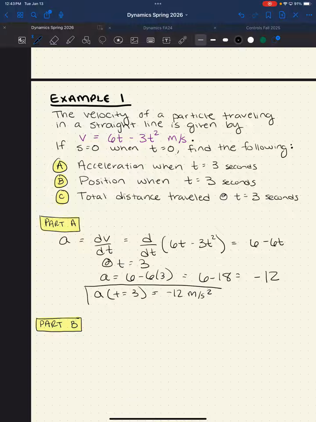How did I know it was meters per second squared? It's the units for acceleration if your velocity is in meters per second. Now, what if the velocity were in feet per second? What would acceleration be? Feet per second squared. That's correct.